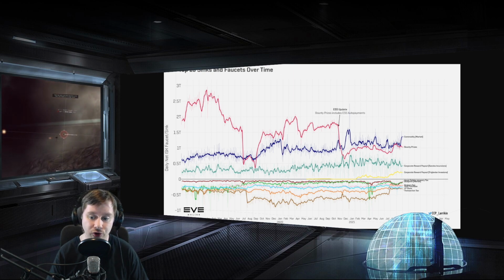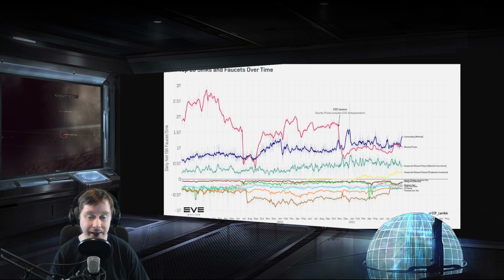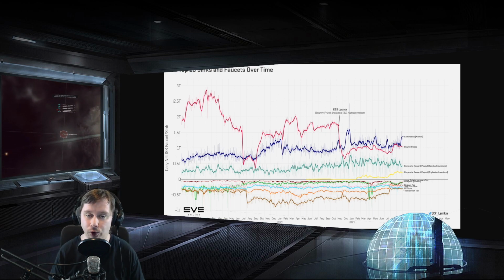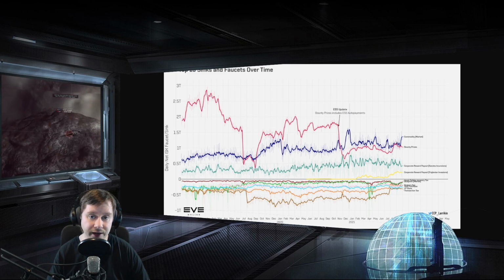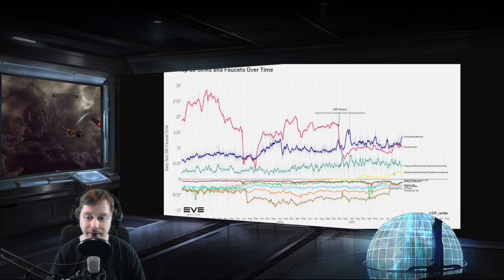So at the moment, there's not a lot of ISK being destroyed in the game. Long term, we've got to be careful with this, because of course we're creating way more than that, and that could create inflation that could get out of control yet again.